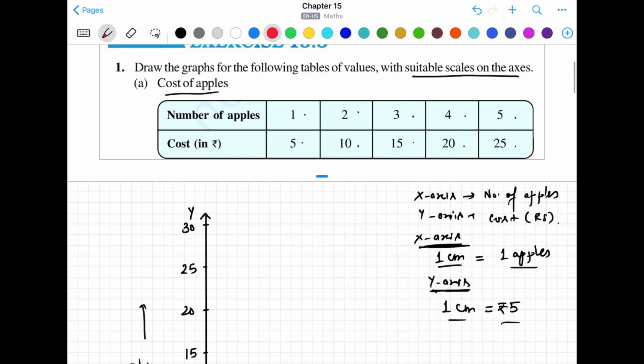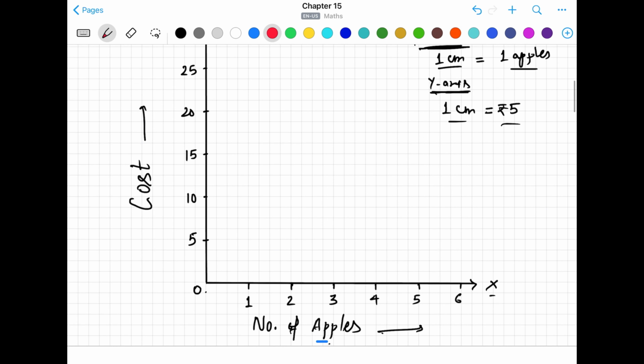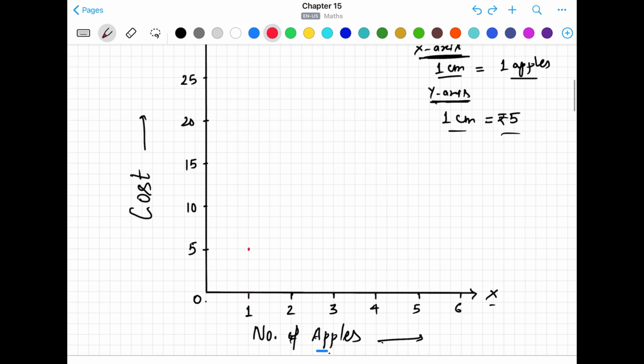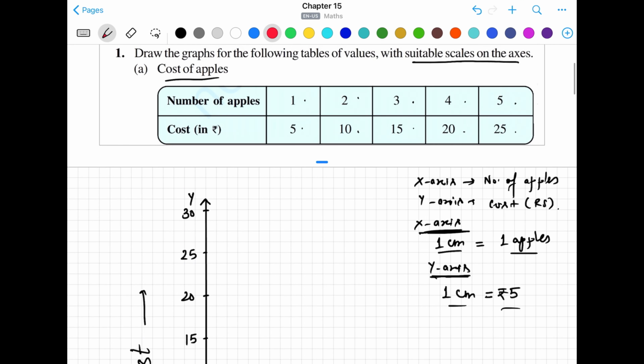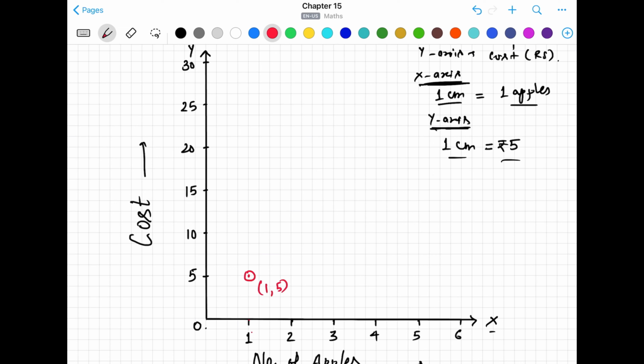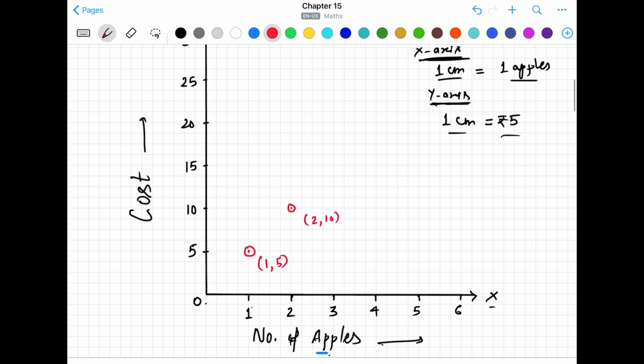Now let's represent these points. First, 1 apple costs us 5 rupees. So when we buy 1 apple, it costs us 5 rupees. So the coordinate here is 1 on the x-axis and 5 on the y-axis. Next, 2 apples cost us 10 rupees, so the coordinates here are 2 and 10. Next, 3 apples cost us 15. For 3 apples we have to pay 15 rupees. So the coordinate is 3 and 15.